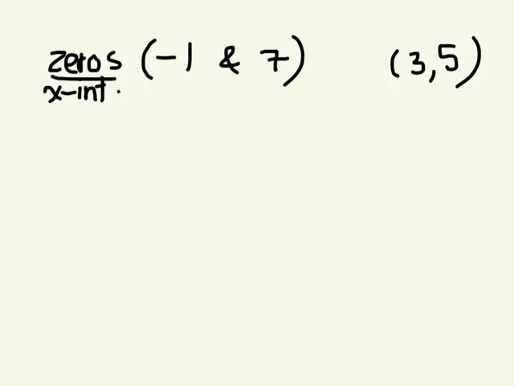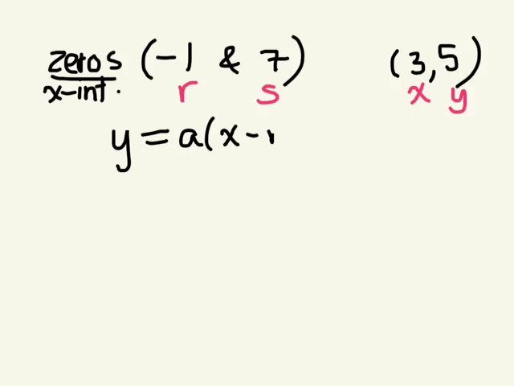X-intercepts are referred to as what in factored form? What variables? R and S. You have a point on the parabola, so that's your x and your y. What's missing? What variable in the equation is missing then? A, right? So factored form is y = a(x - r)(x - s).